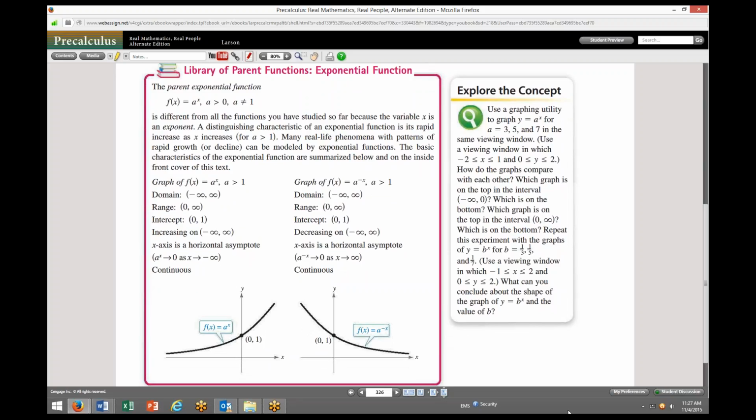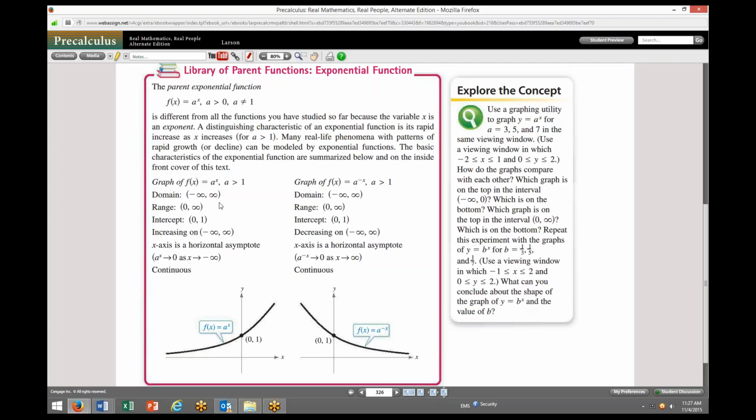First of all, on the left, your graph of a to the x where a is greater than 1. So yes, it comes up from the left forever and ever just above the x-axis and getting steeper and steeper very gradually until it crosses the y-axis at 0, 1, and then it gets steeper and steeper quite rapidly.